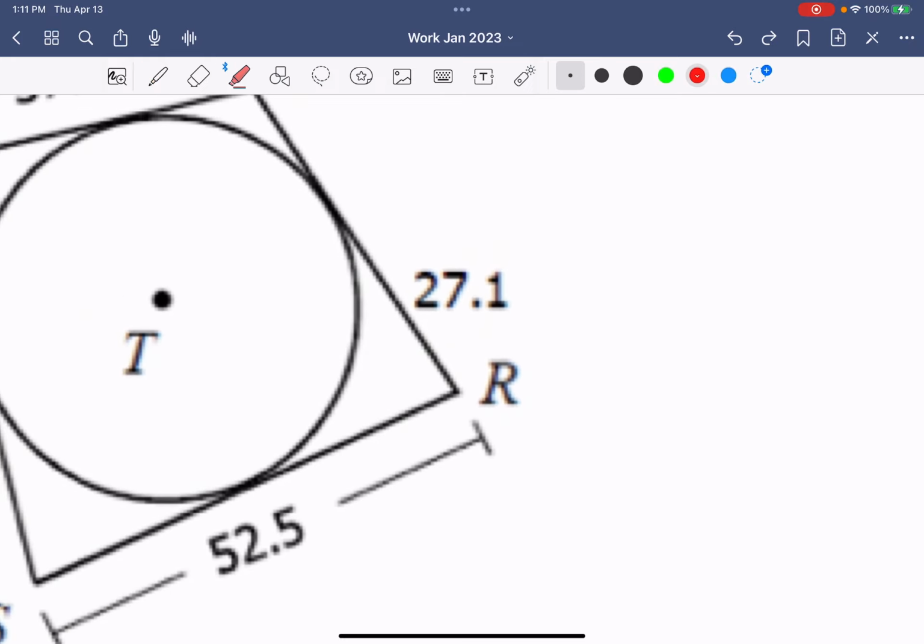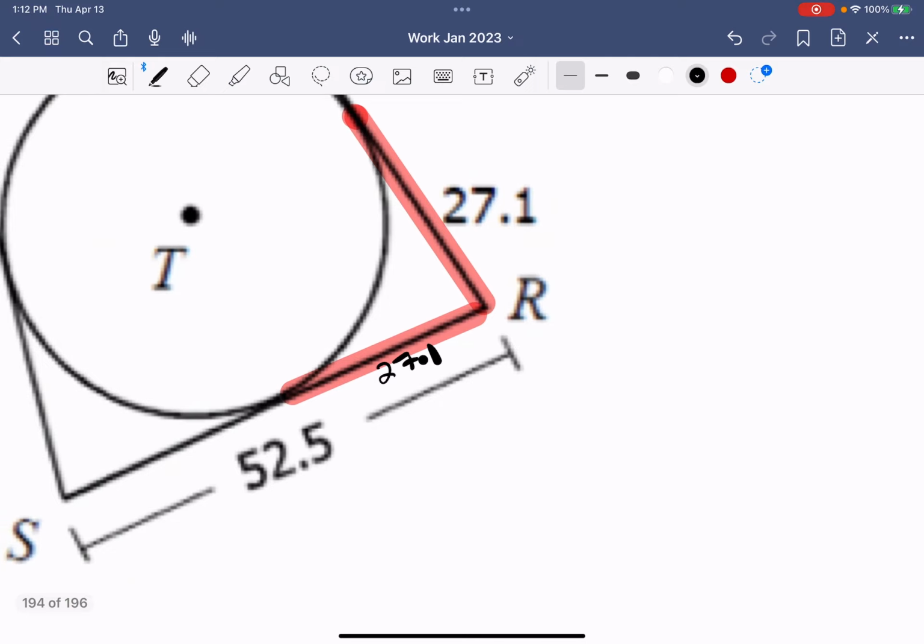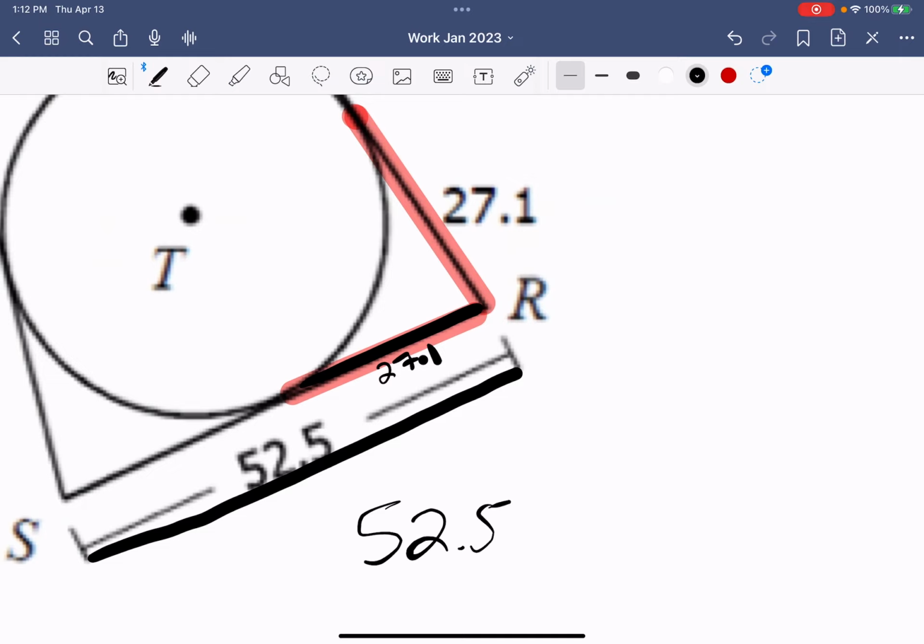So here, I have 27 from where the tangent is to R. So that means from the tangent to R, we have another 27.1. So this is 27.1. Now, it's interesting because they tell you that the whole thing is 52.5. So if you know that this is 52.5 and you know this is 27, you're going to subtract them. So 52.5 subtract 27.1.